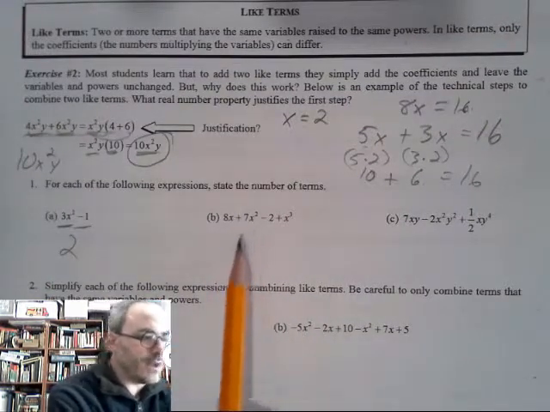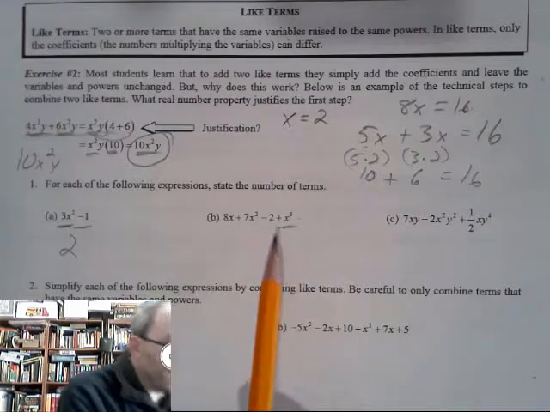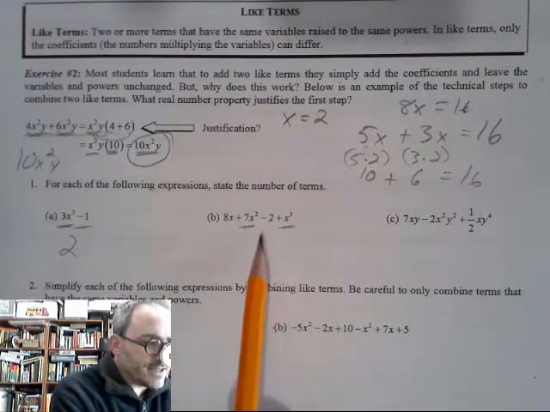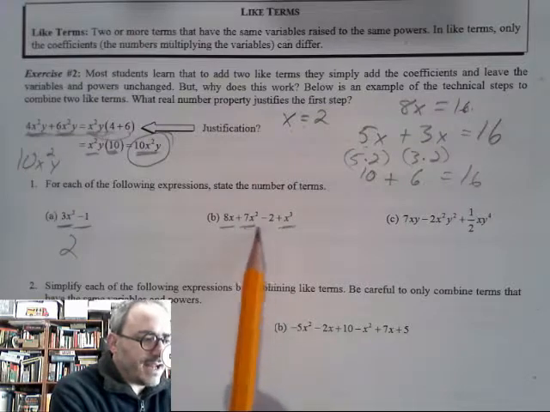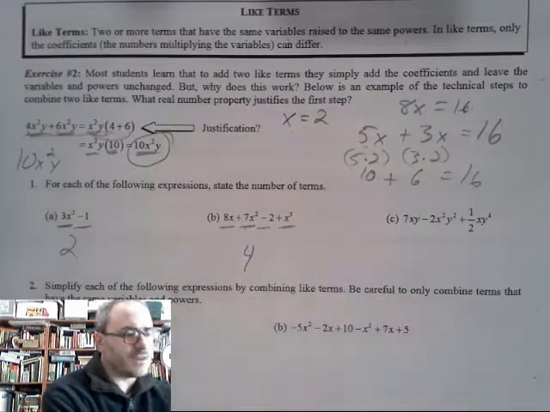How many terms in this expression? Well, I have one term, x to the third, another term, x to the second, another term, 8x, and negative 2. That's 4 terms altogether.